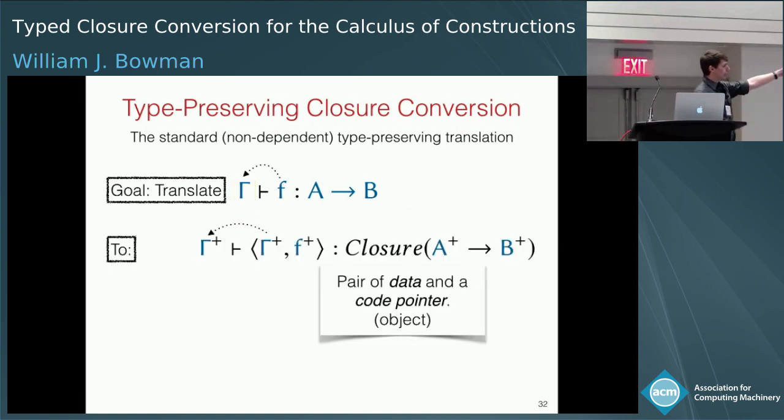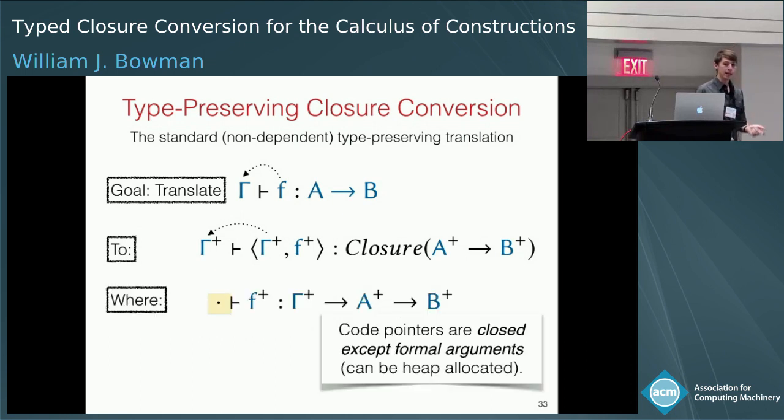So our goal is to translate f into an explicit closure. This is a pair of all of the data, all of the free variables in gamma, and a closed code pointer. It's going to have some closure type that says it's a closure, but it still takes an argument A and returns a result B. But now it had better be the case that the closed code pointer is well typed in an empty environment.